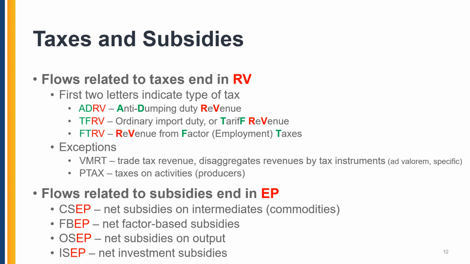Finally, subsidy-related coefficients end with the letters EP. For example, CSCP are subsidies on intermediates. FBEP are factor-based subsidies. OSCP are output subsidies. And ISCP are investment subsidies.